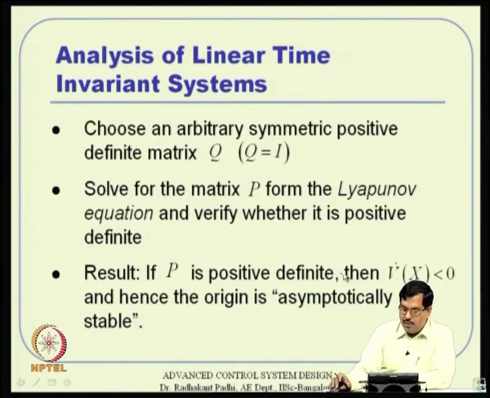And if P is positive definite, then V dot is guaranteed to be negative definite, and hence the origin is asymptotically stable actually. And as I told before, looking at those eigenvalue properties, invoking the Rayleigh inequality, you can also show that the system is exponentially stable actually.